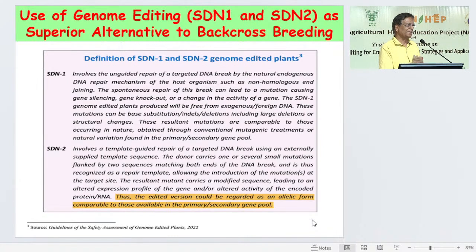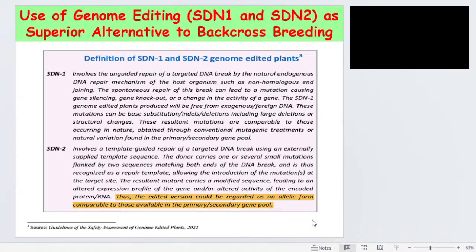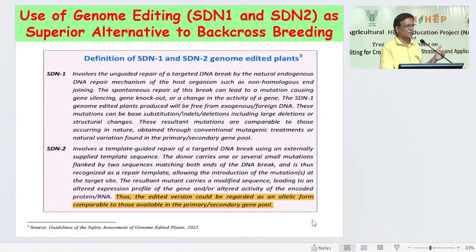So if you make the changes at a particular targeted locus, and if it is similar to the allele in the primary or secondary gene pool, then it qualifies as SDN2 and it does not need GM type of regulation. In perspective, what I showed you about marker assisted breeding, your genome editing is simply a more high-fi, more efficient version of marker assisted breeding.